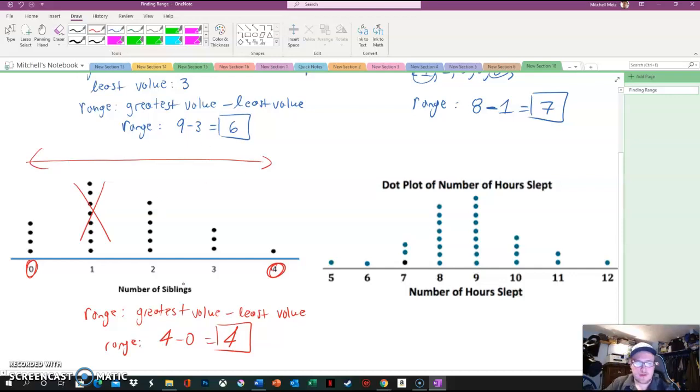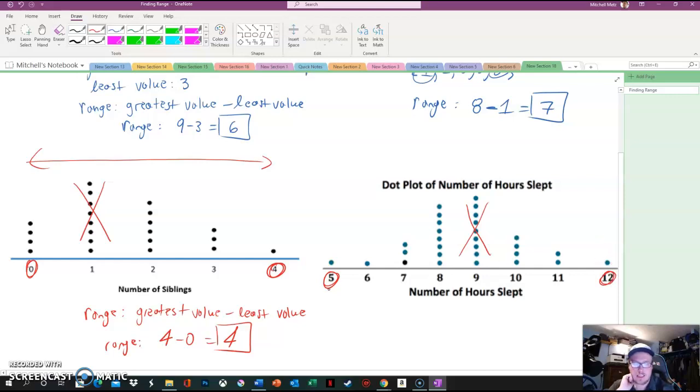Let's do one more. Let's look at this dot plot. This one shows the number of hours slept. So I'm going to again look for where my dots start and where my dots end. Again, it is not the peak. It's not where you see all the dots. You're not counting the dots. You're just looking to where they start on the number line. I see that at 5, the first dot starts. Now if I go all the way over to 12, I see that there's my last dot.